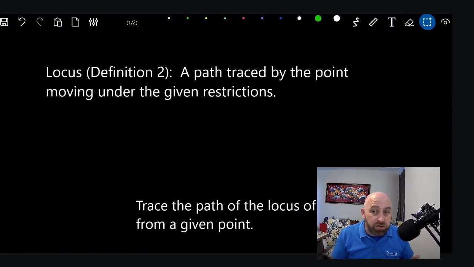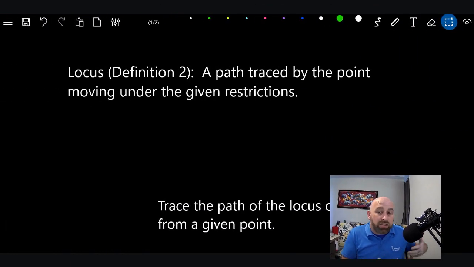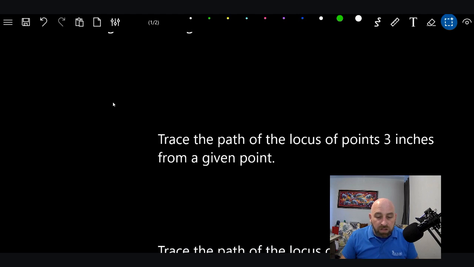So definition number 2 is that it's moving, but it's moving under a restriction. What's the restriction? Well, it's the criteria that you gave. It's the given. Whatever that given is, but now this time it's moving, so it's a little bit different. Basically, the same shape is going to be drawn, but this is more the idea of the motion, the tracing of the path. This is the movement. So the locus does make movement.